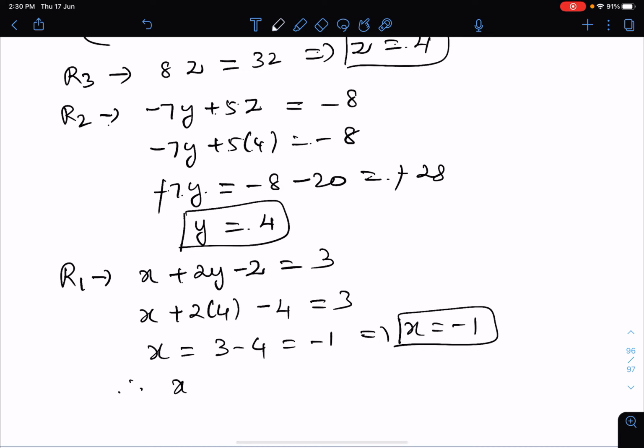Therefore we have solved the equation: x equal to minus 1, y equal to 4 and z equal to 4 is the solution. We have checked for the consistency and we have found out the solution also.